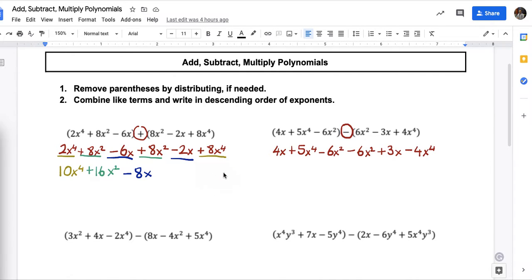Let's combine like terms again. Our highest degree is 4. We've got a positive 5x to the 4 and a negative 4x to the 4. 5 minus 4 is 1, so that's simply x to the 4. We don't need to write the 1 because it doesn't change anything. The second one is squared. We have a negative 6x squared and another negative 6x squared, so negative 6 minus 6 is negative 12x squared. And finally, we've got a 4x and a 3x. Added together, that gives us plus 7x.